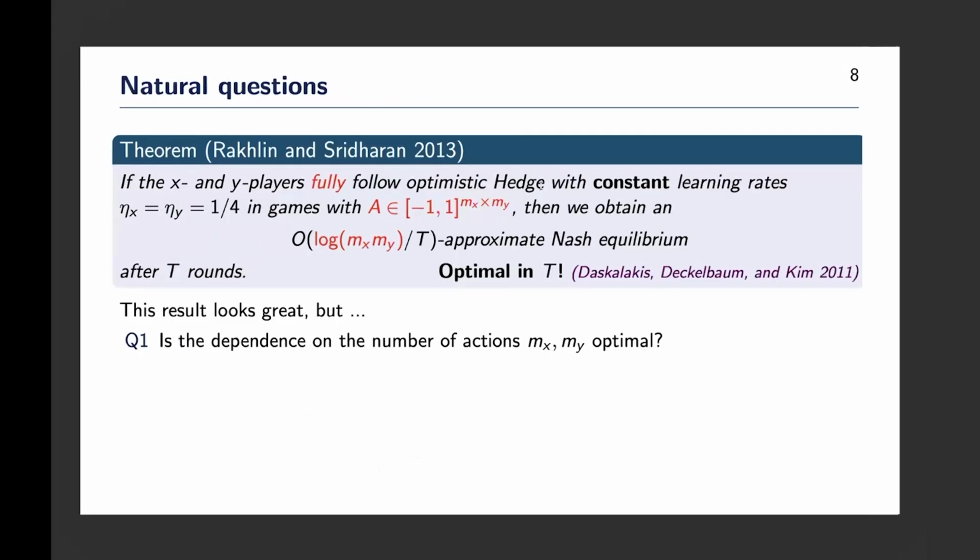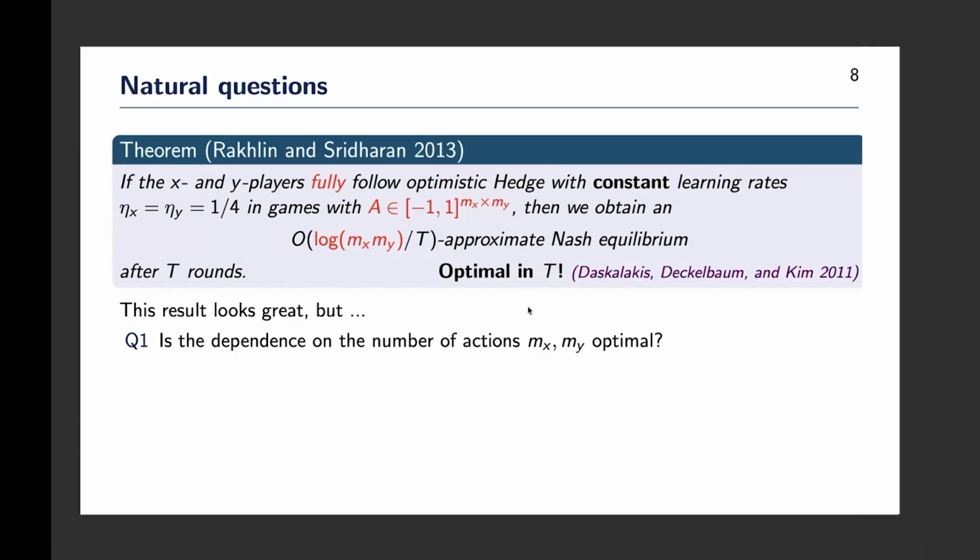And again, what this theorem says is that if X and Y players follow optimistic hedge with a constant learning rate, then under the assumption that the payoff matrix A is between -1 and 1, one can get this convergence rate. And this is known to be optimal in terms of large T.